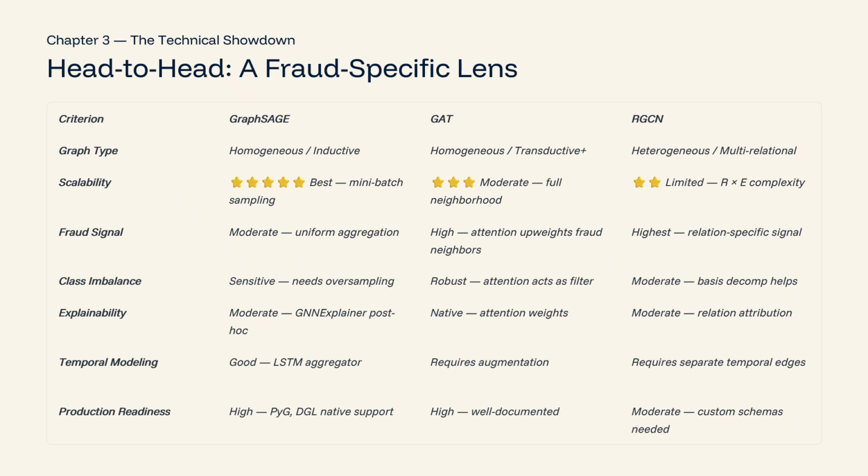The question is never which is best in absolute terms. It's always which is best for my graph structure and my production requirements. Temporal modeling deserves a specific callout. GraphSAGE handles it natively via the LSTM aggregator. GAT and RGCN both require explicit augmentation: temporal edge features or separate temporal graph channels. This is not a minor gap. We are about to see exactly why.